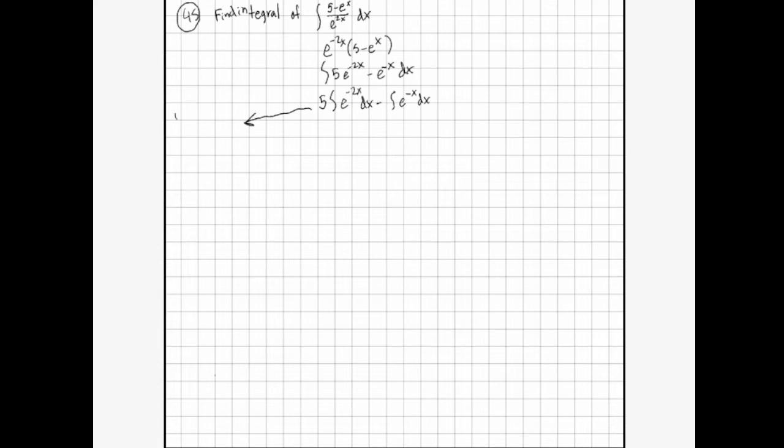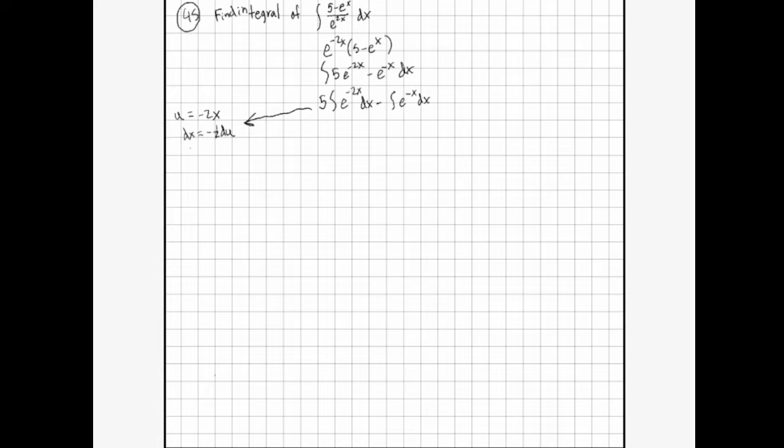So what I do first is I set u as negative 2x. And then I know then dx equals negative 1/2 du, because I find the derivative of this, which is negative 2, and then I multiply dx, and it's negative 2 dx, and then I divide du by 2 to get negative 1/2 du equals dx.